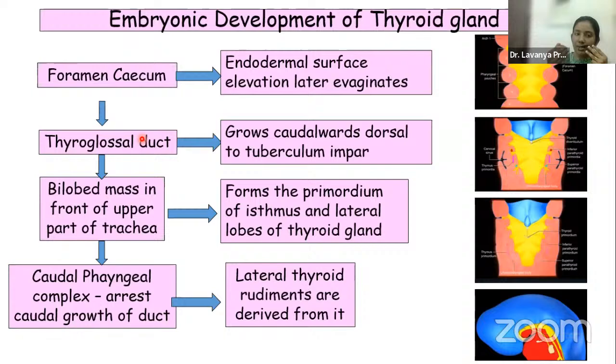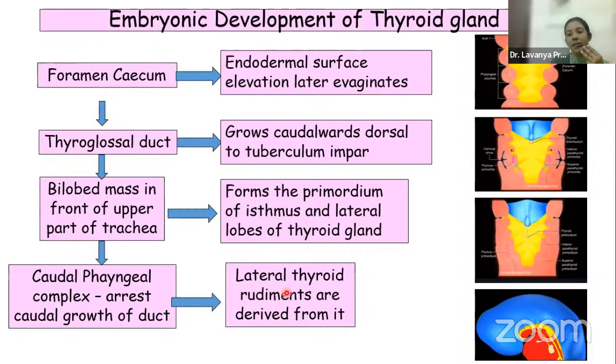So this thyroglossal duct descends down till the upper part of the trachea, where it ends up in the formation of a bilobed structure, which later becomes the isthmus and the lateral lobes of the thyroid gland. But the component preventing further descending or growth of this thyroglossal duct is the caudal pharyngeal complex. It's nothing but the terminal part of this pharyngeal complex, or you can call it a component of the fourth arch.